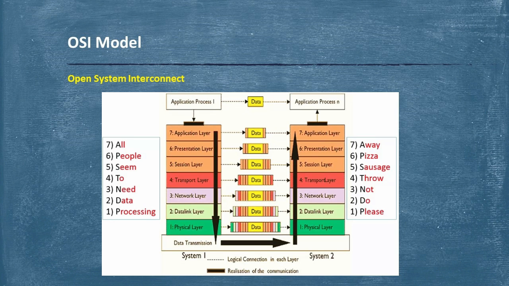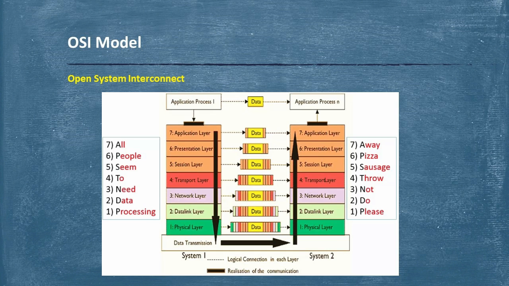APSTNDP. The first letter corresponds to the layer name. All people seem to need data processing. Otherwise, here is another mnemonic: Please do not throw sausage pizza away. So application, presentation, session, transport, network, data link, and then physical. This is how one can remember.